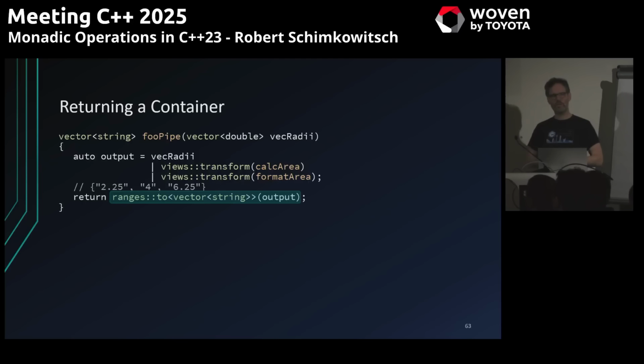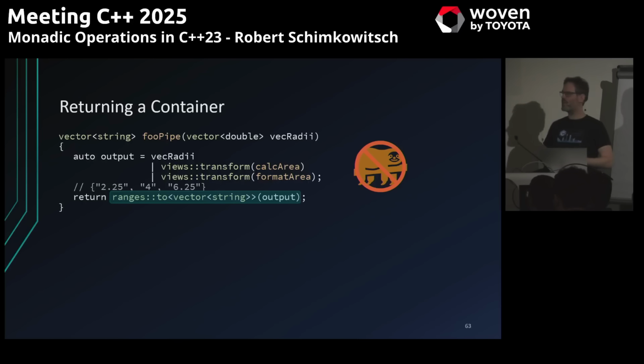Alternatively, we can just return a container, and that's really easy with C++23. We can use std ranges to, which converts to a container of our choice. Can be standard library, can be third-party library, as long as it fulfills the interfaces. This way we get a clean API. We can again separate declaration from definition. What we lose is the laziness, because now everything has to be evaluated in that single line and filled into the container we need to allocate and so on.